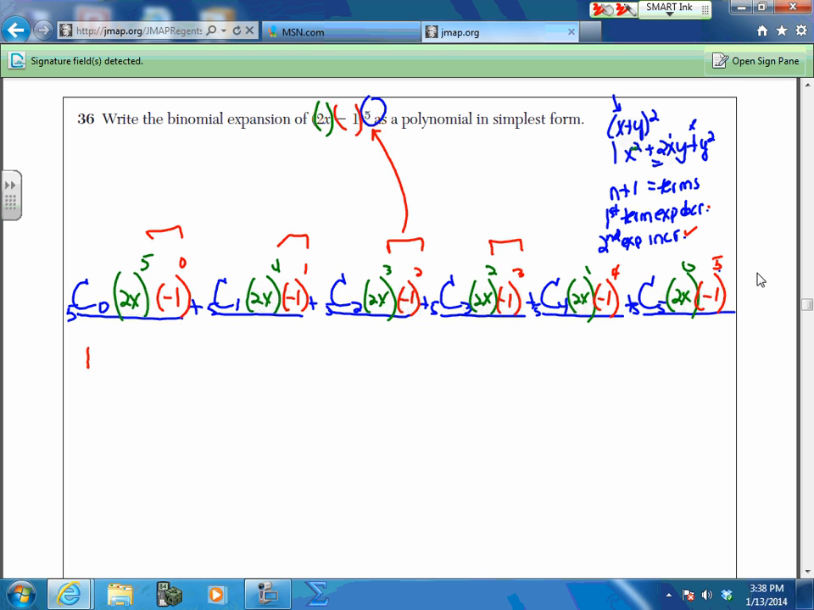This is my 1. 2 raised to the 5th power is 32. X to the 5th. Anything to the 0 is 1. And we're going to resolve this all the way down. 5c1 is 5. 2 to the 4th power. And you can put this in your calculator if you like. 5c1 times 2 to the 4th. And you can figure it out from there. This is what gives this a negative.